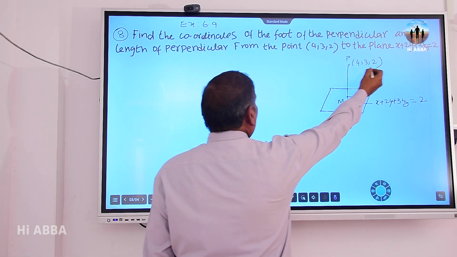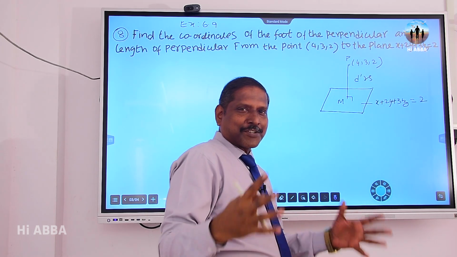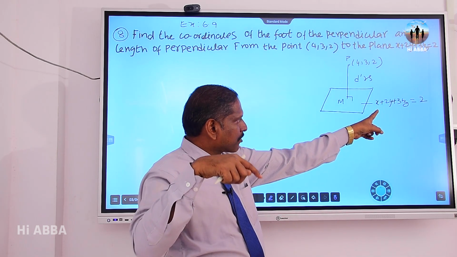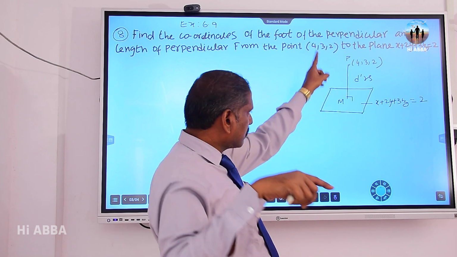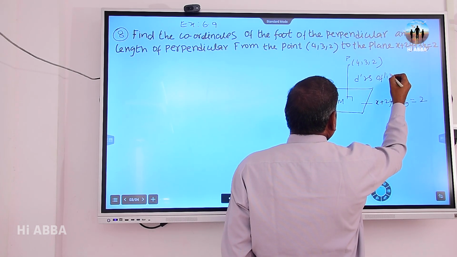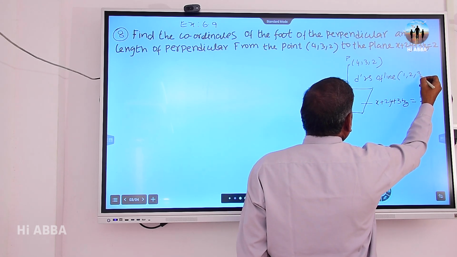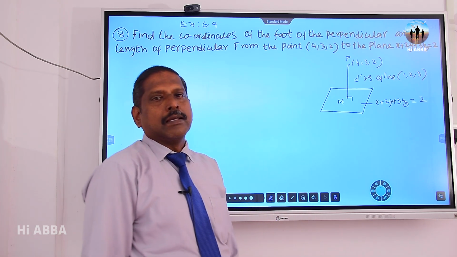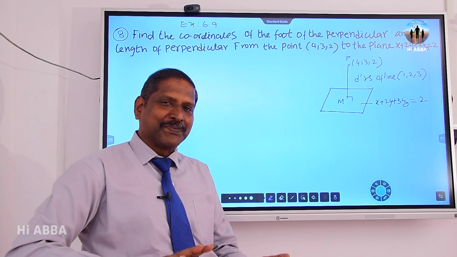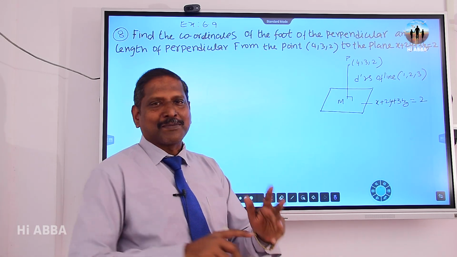One point is there and you need the direction ratios of the straight line. So how will you get the direction ratios of the straight line? The direction ratios of the normal to the plane are equal to the direction ratios of the straight line. So what is the direction ratio of the line? You have to collect it from the equation of the plane, that is 1, 2, 3, the coefficients of x, y, z, which are the direction ratios of the normal of the plane. That becomes the direction ratios of the straight line, so you write the direction ratios of the line as 1, 2, 3.